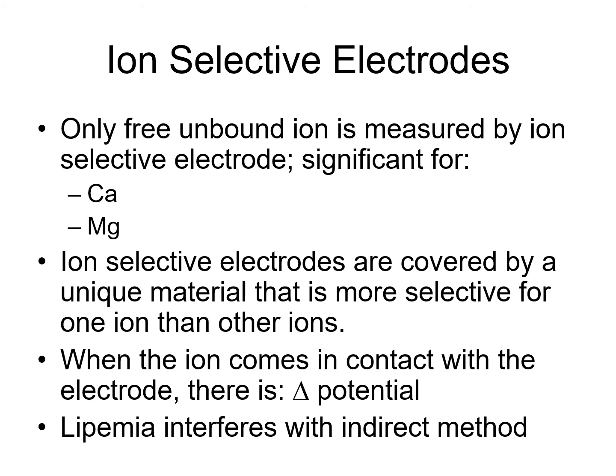The principle in this ion selective electrode is similar to that of a pH meter, wherein when there is contact between the ion and the electrode, there will be a change in potential. So we call this potentiometry. What we need to remember is that lipemia can interfere with an indirect method of measurement.